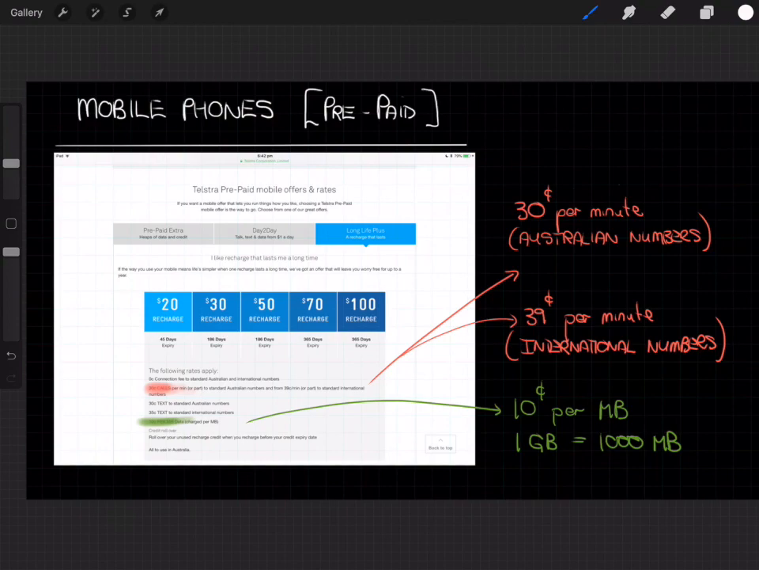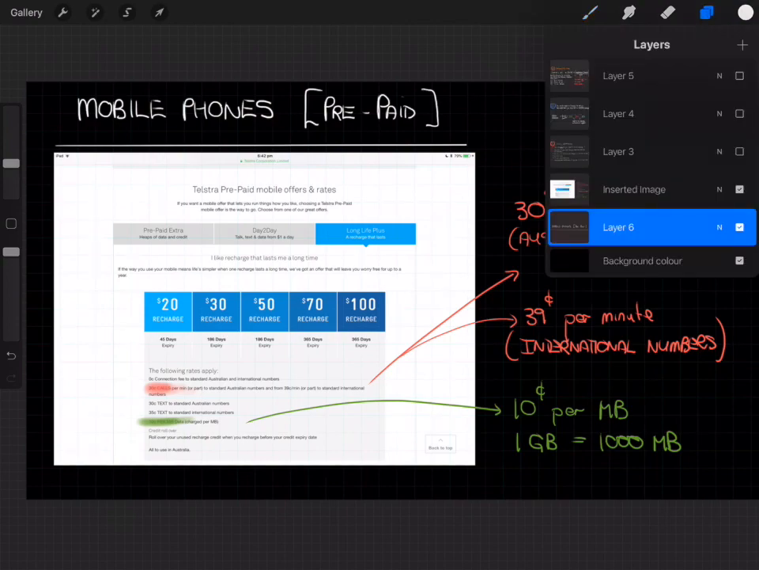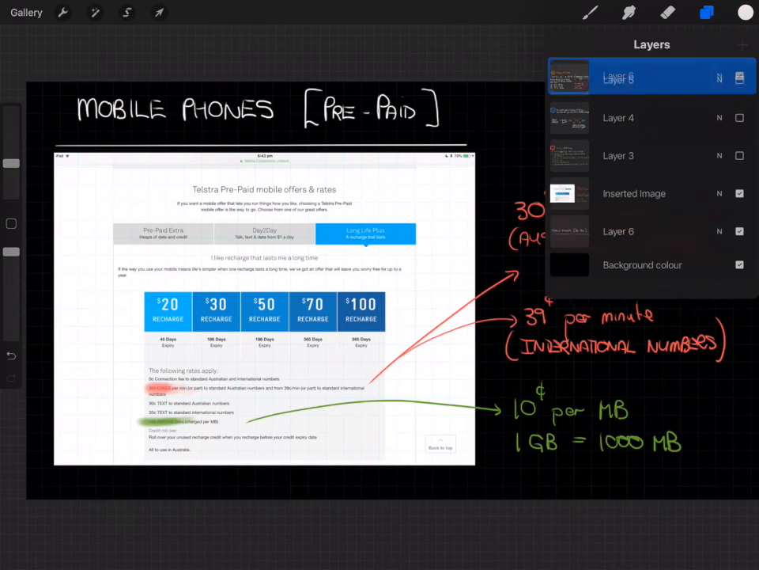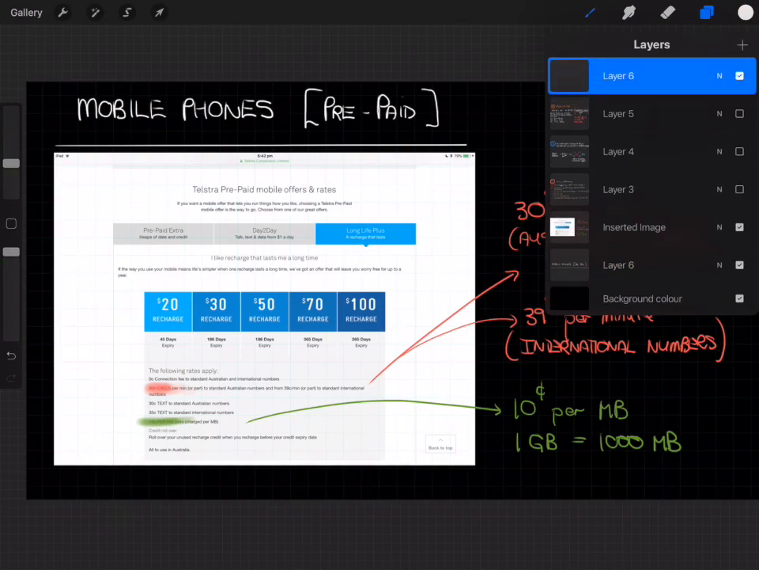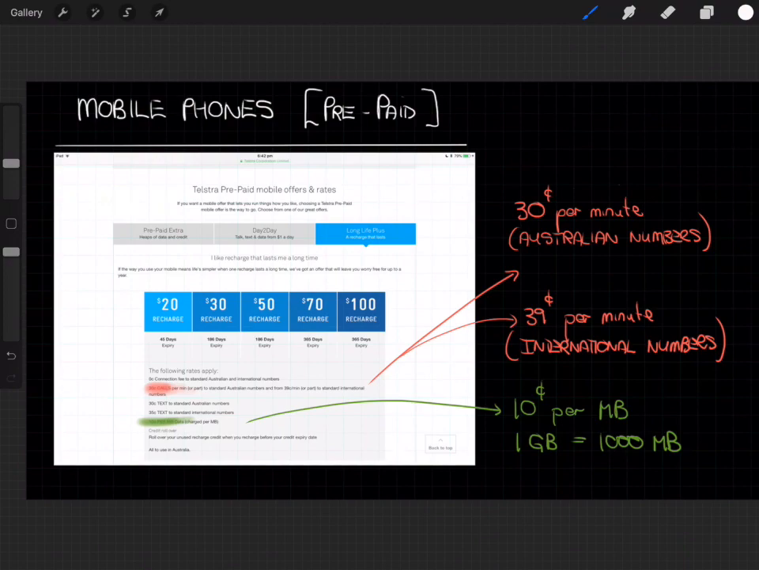Okay, so this lesson is about prepaid plans as opposed to contracts. So last lesson we talked about contracts. Now we're looking at prepaid plans. Okay, so this is an example. What you see in front of you here, this is an example of a Telstra prepaid plan. I'll actually show you more closely how it works.